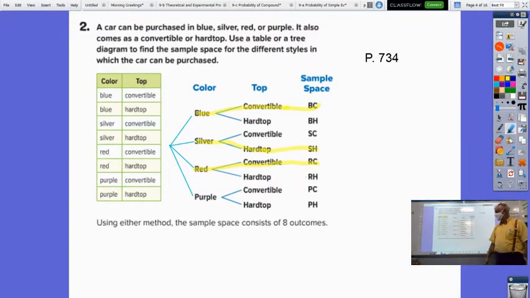Okay, each branch of the tree, right, is a different car result. How many different car possibilities are there here? 8. Okay? So you can use either method. You can just kind of list them out, which is a little bit challenging. It's easy to miss one, or do it as a tree diagram.